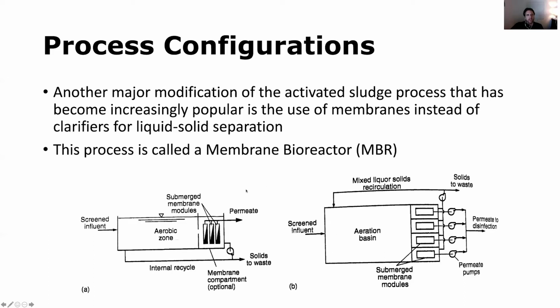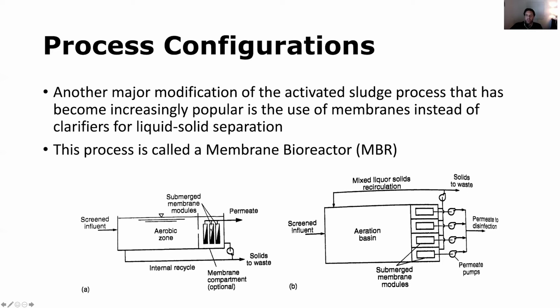We've also got another major modification of the activated sludge process that has become popular over the past couple decades. It's called the membrane bioreactor system. So this system, rather than separating out the biomass using clarification, the biomass is separated from the liquid effluent, or in this case, we would call it the permeate. It's separated using membranes. So we have submerged membranes that essentially filter out the water after the aeration process.